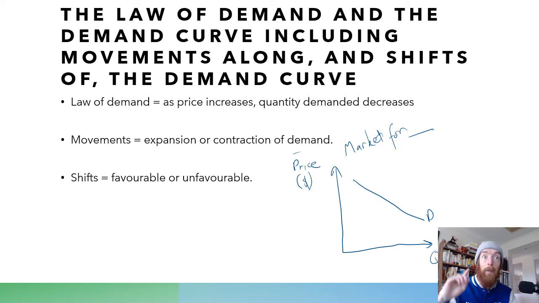The law of demand. The law of demand is as price increases, quantity demanded decreases. Demand starts with D, the demand curve slopes downwards. This is what a demand diagram looks like. You need price, quantity, labeled, and the market, for whatever market it is.